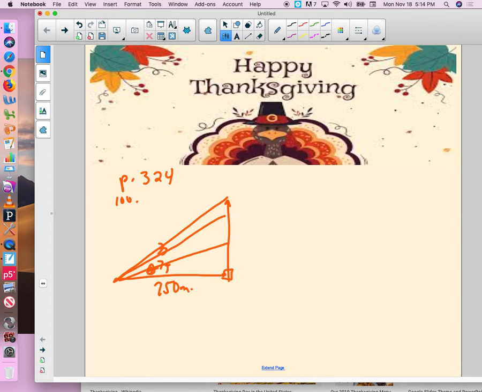Let me go in and talk about that. If I'm standing here on the ground and I see a helicopter or an airplane flying over, my eyes look up at it. So I'm sweeping my eyes up to look at that. That's an angle of elevation.